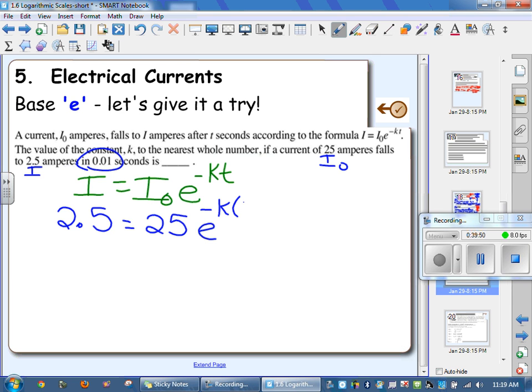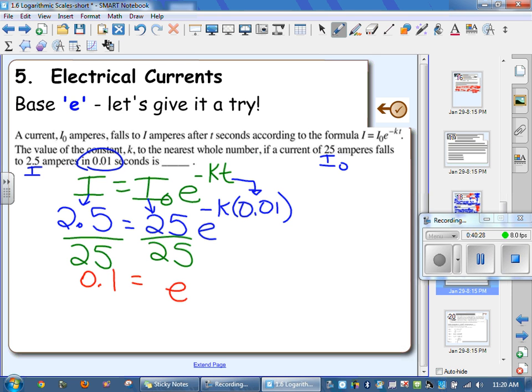Once we've got those done, how do we get rid of the 25? We have to divide it out. Why can we divide the 25 out? Because it doesn't have an exponent, neither does the side on the left. If the left side had an exponent, we couldn't divide it out. So we're going to divide both sides by 25 first. We get 0.1 equals e exponent negative 0.01 k, because negative k times 0.01 is negative 0.01 k. We've just multiplied that into the bracket.